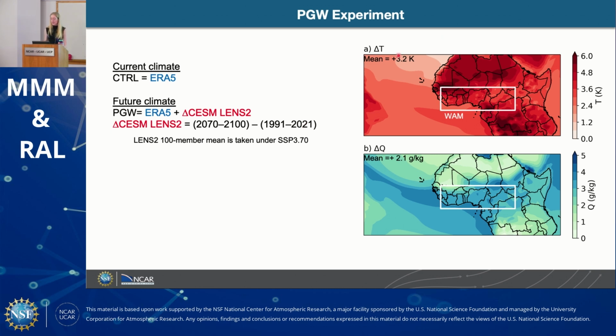To give you a sense of what those delta signals look like that we are adding to the ERA5 reanalysis data, we have the change in temperature shown here over Africa. In this white box is the West African monsoon region. You can see there tends to be a lot of warming, especially in the Sahara here, a little bit less over the West African monsoon region. And then when we look at moisture, the main increase is over that monsoonal region, which is unsurprising.